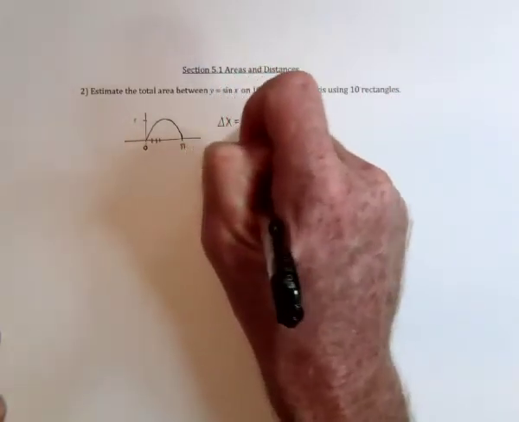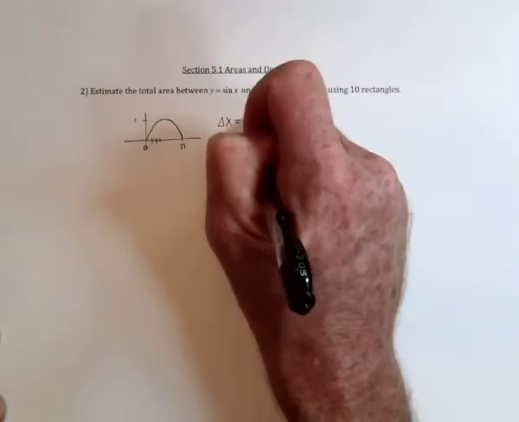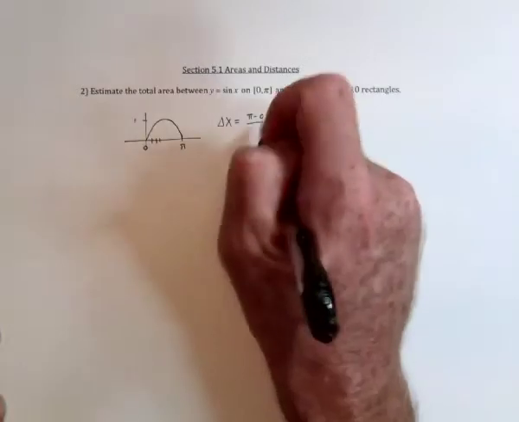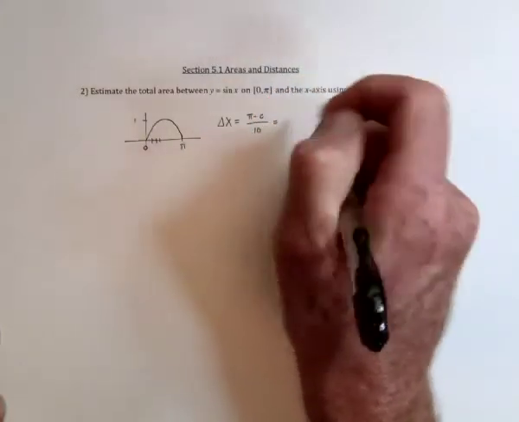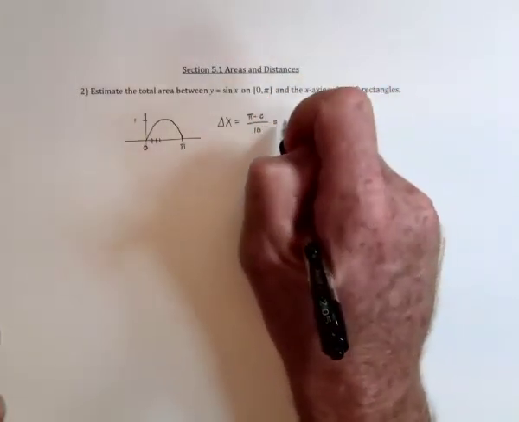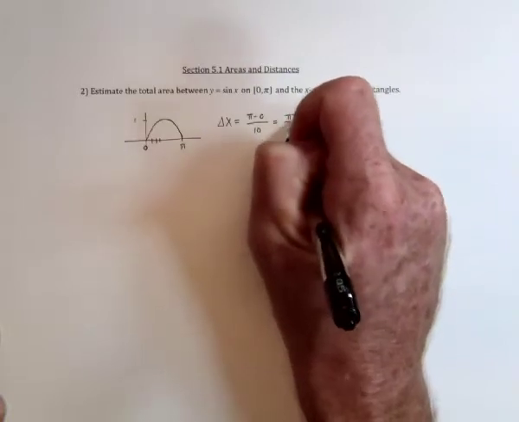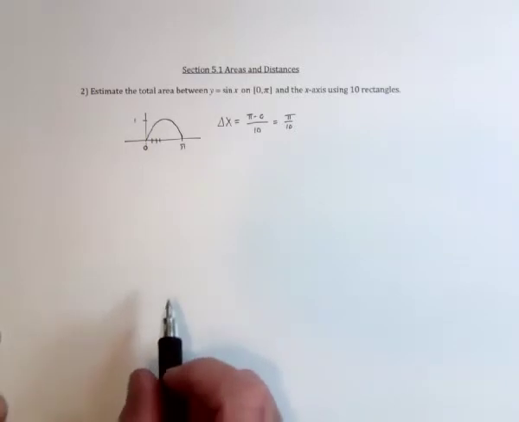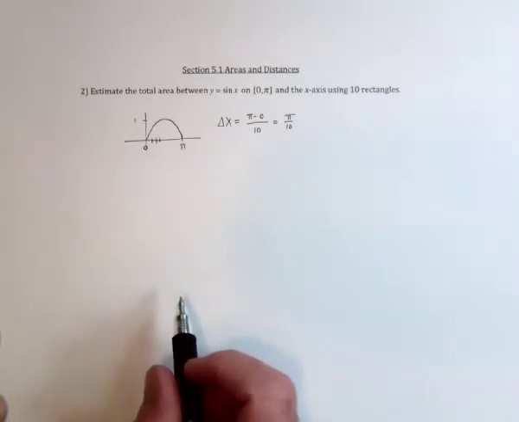That's called delta x. So first of all, find the length of the interval, so subtract the two numbers, big minus small, and divide that into 10 pieces. Well, let's see, that leaves pi divided by 10. You could use decimals, but just as well to use the exact number. And then add up 10 rectangles.